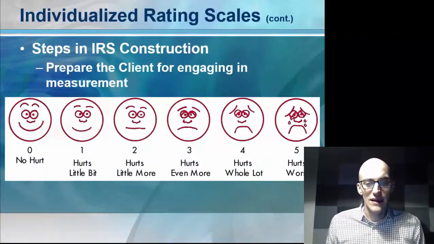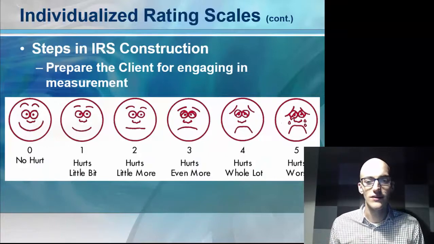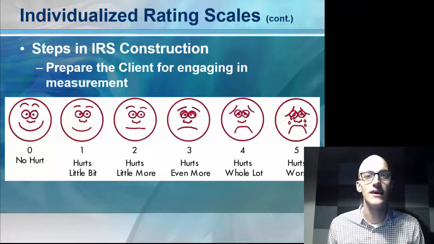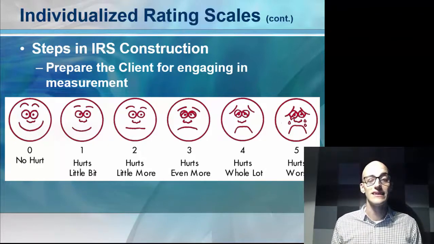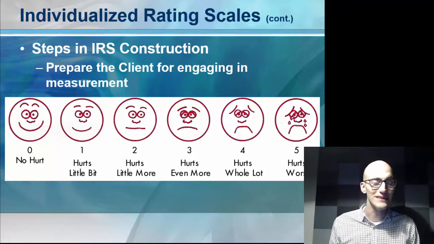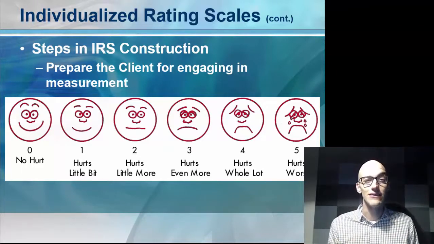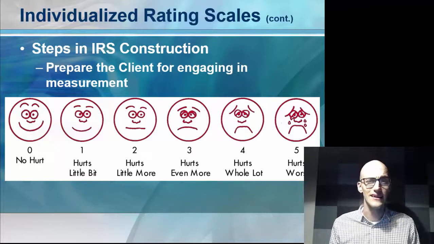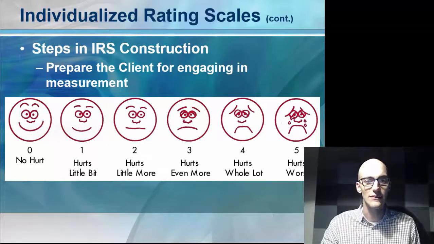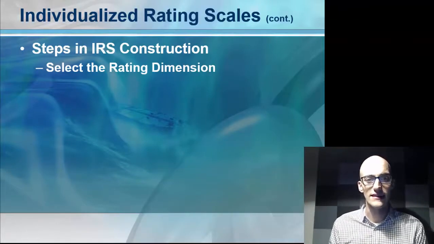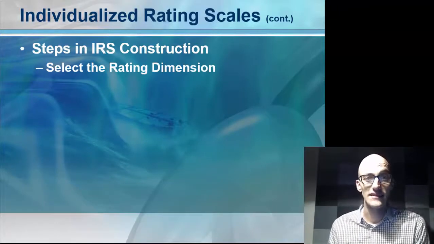So again, this is an example of an individualized rating scale of pain. 0, 1 hurts a little, all the way up to 5 hurts worse. This is an example of child pain scale that you've probably seen in a medical office somewhere, probably a pediatrician's office. But by explaining it, and even with the faces here, it helps the client to understand what the individualized rating scale means.